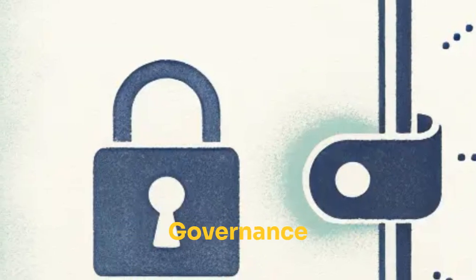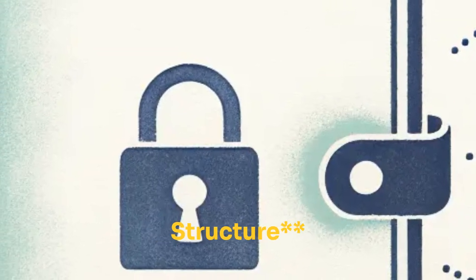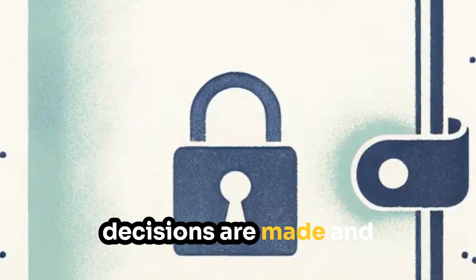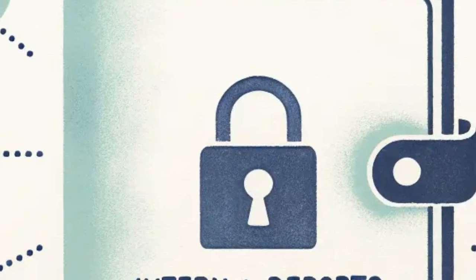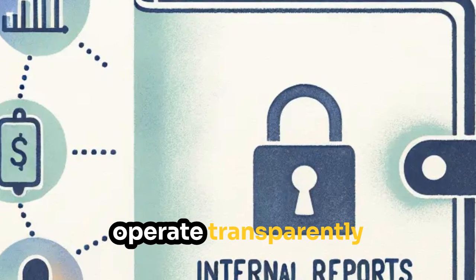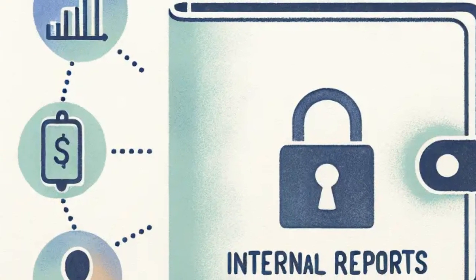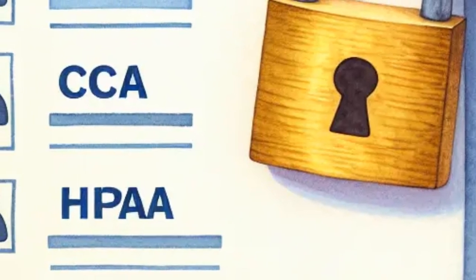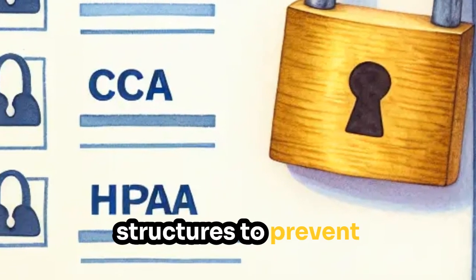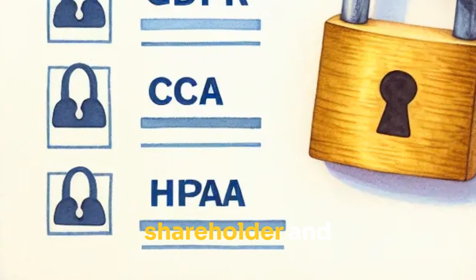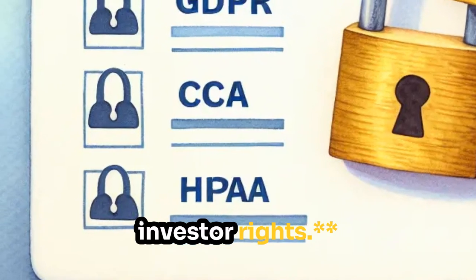2. Corporate governance and organizational structure. The way an organization is structured affects how decisions are made and who is accountable. Corporate governance policies ensure organizations operate transparently and responsibly. Board responsibilities and executive accountability. Internal reporting structures to prevent fraud and misconduct. Compliance with shareholder and investor rights.